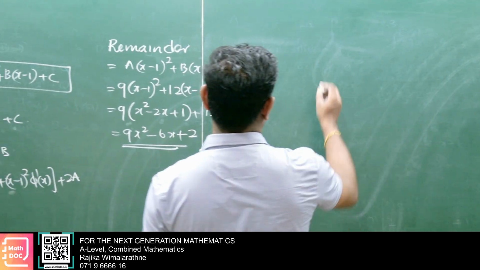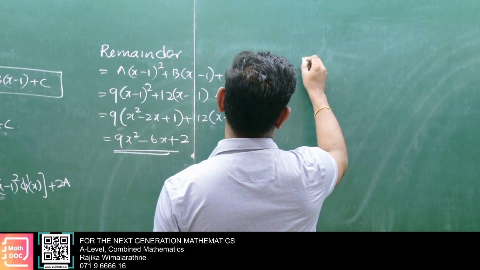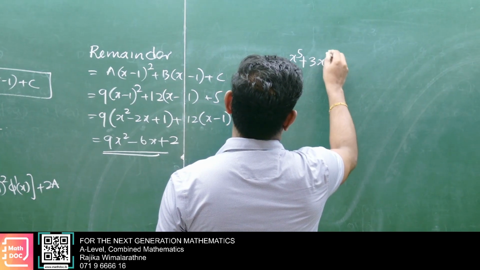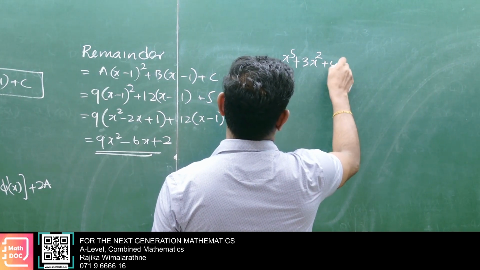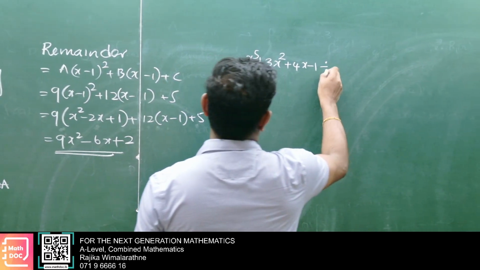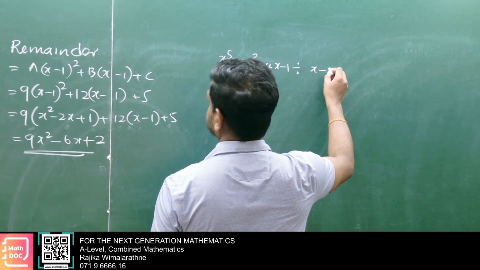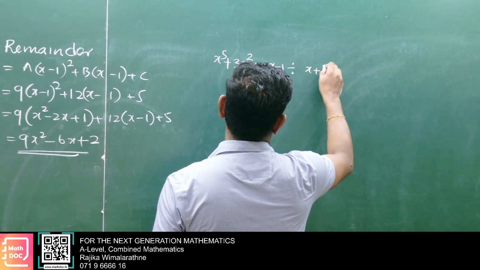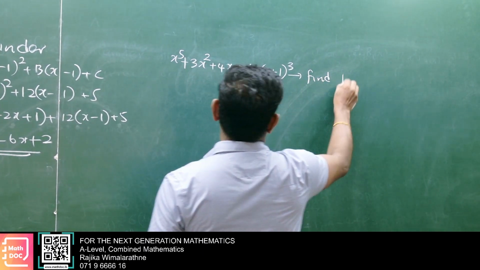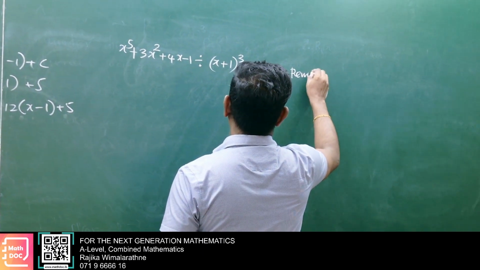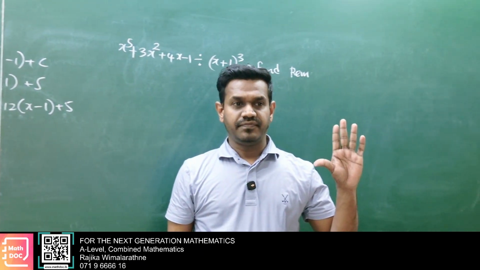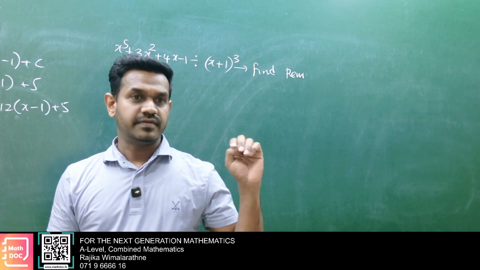Okay. Let's do another question. x to the power 5 plus 3x squared plus 4x minus 1, I'm going to divide by (x plus 1) cubed. Find the remainder. Use calculus, use differentiation. Okay, try it.